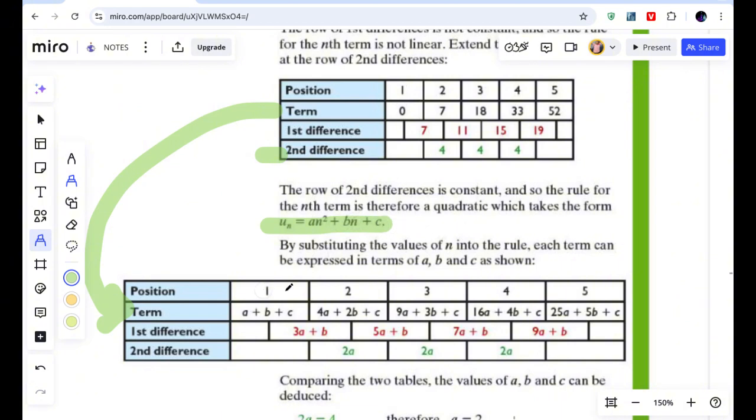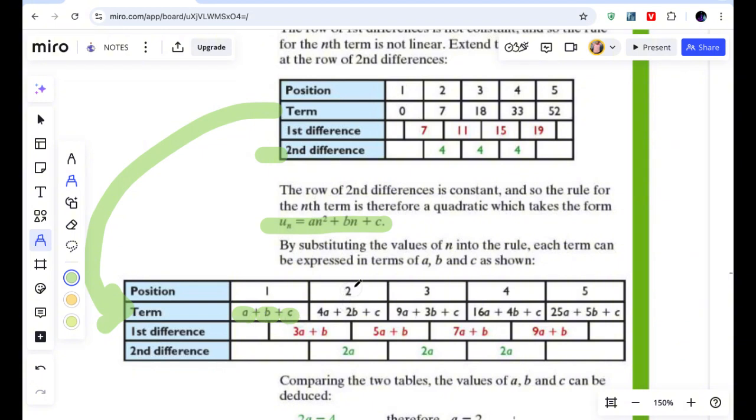Now what we do, we write position 1, position 2, position 3, position 4. At position 1, n is 1. At position 2, n is 2. So n is 1, 1 squared is 1, 1 times a, I get this a. b times 1, n is 1, I get this b. c is a constant, you just write the c. So for term 1, because I'm creating this table to compare with this one, I'm going to have a plus b plus c.